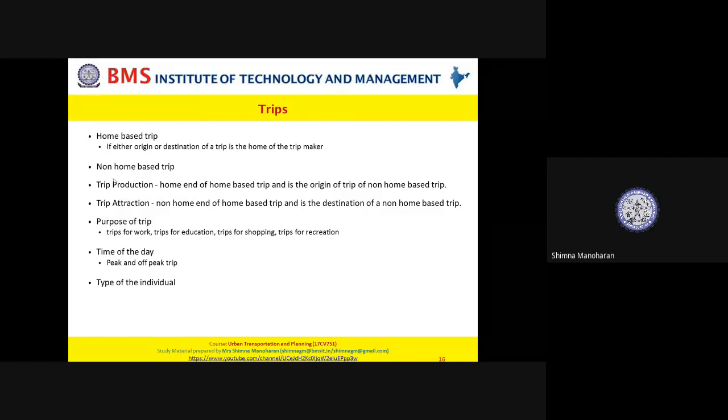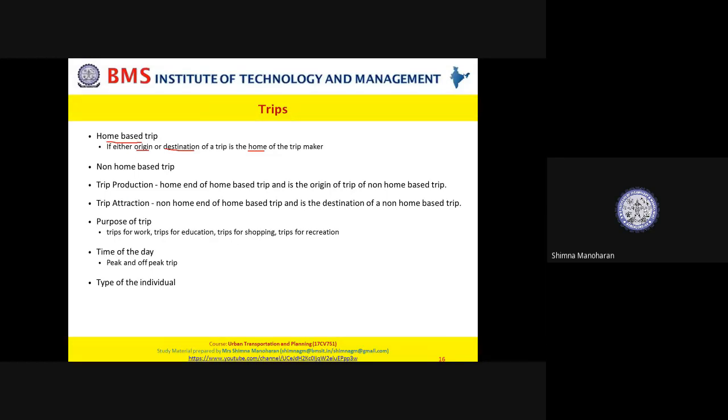So again, trips can be of a few types. We will see the different classifications for the trip. You have home-based trips and non-home-based trips. In a home-based trip, this concept should be clear, either the origin or the destination of a trip is home. Okay, either the origin or the destination, that is nothing but a home-based trip. Non-home-based trip means any trip other than a home-based trip is classified as a non-home-based trip. So we will see a few examples with some schematic figures.